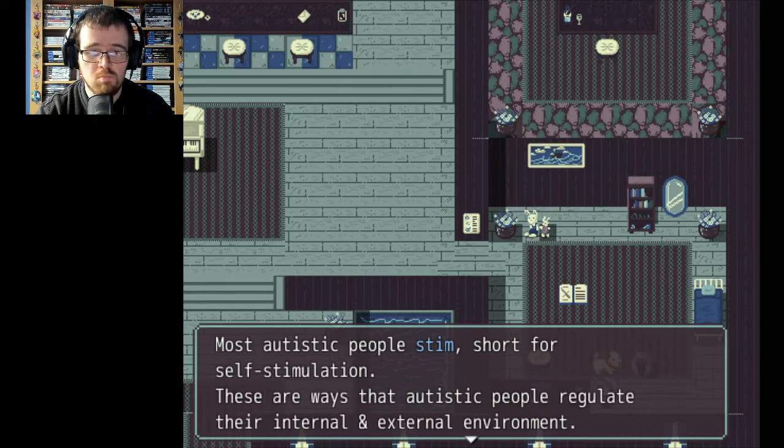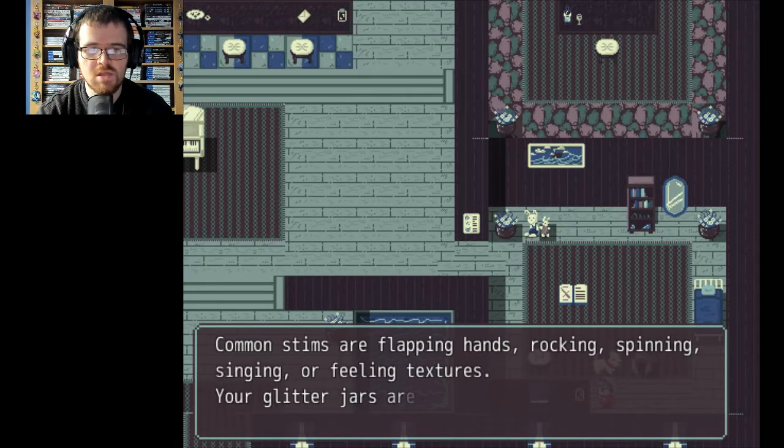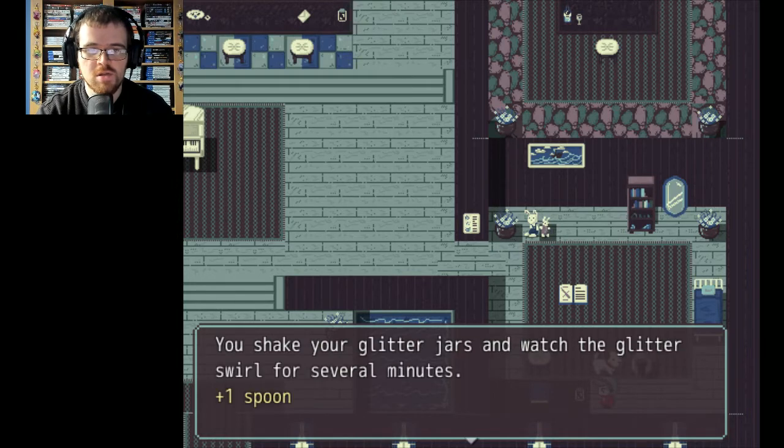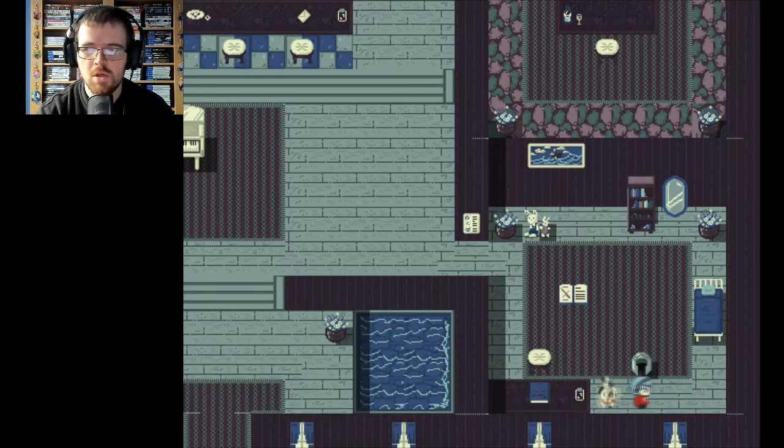Most autistic people stim, short for self-stimulation. These are ways that autistic people regulate their internal and external environment. Common stims are flapping hands, rocking, spinning, singing, or feeling textures. Your glitter jars are a fun way for you to stim using visual input. You shake your glitter jars and watch the glitter swirl for several minutes, plus 1 spoon.